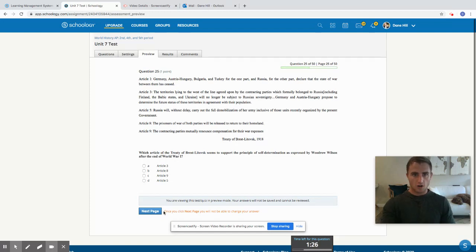Okay, so which one of these articles is talking about allowing people to rule themselves? Well, that's going to be Article 3 because it says the territories lying to the west of the line agreed by the contracting parties, which formerly belonged to Russia, including Finland, the Baltic states, and Ukraine, will no longer be subject to Russian sovereignty. Germany and Austria-Hungary propose to determine the future status of these territories in agreement with their population, meaning we're going to let them decide whose land they belong to, where they're supposed to be, who rules who. So that one is going to be Article 3.